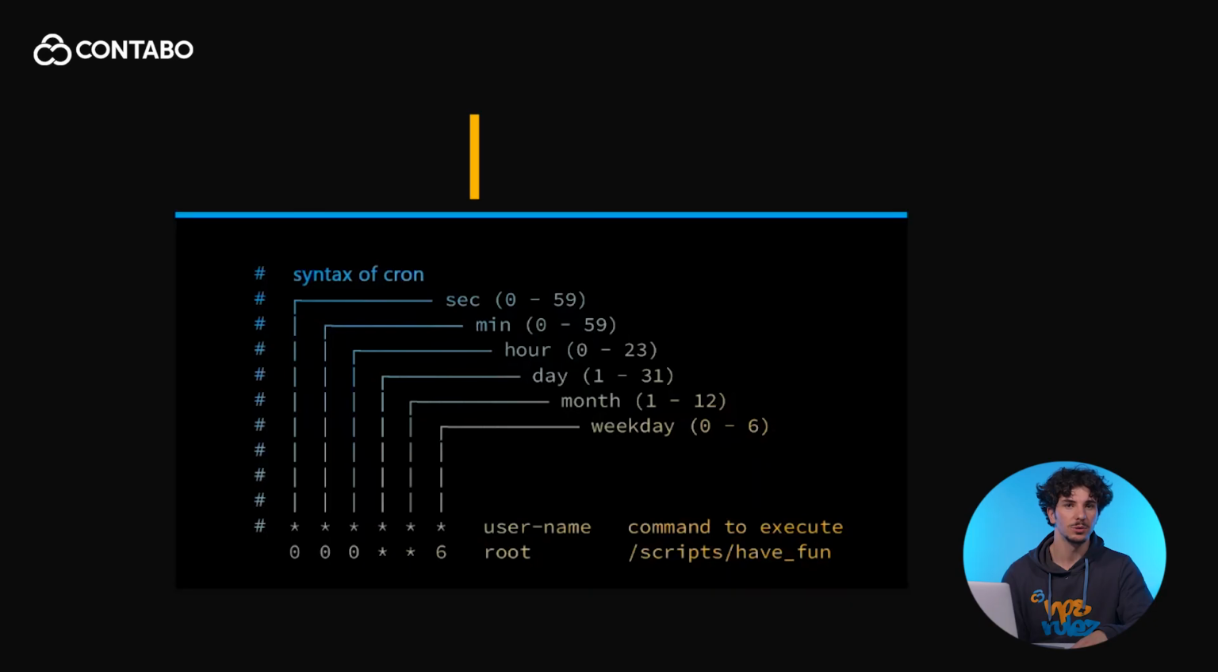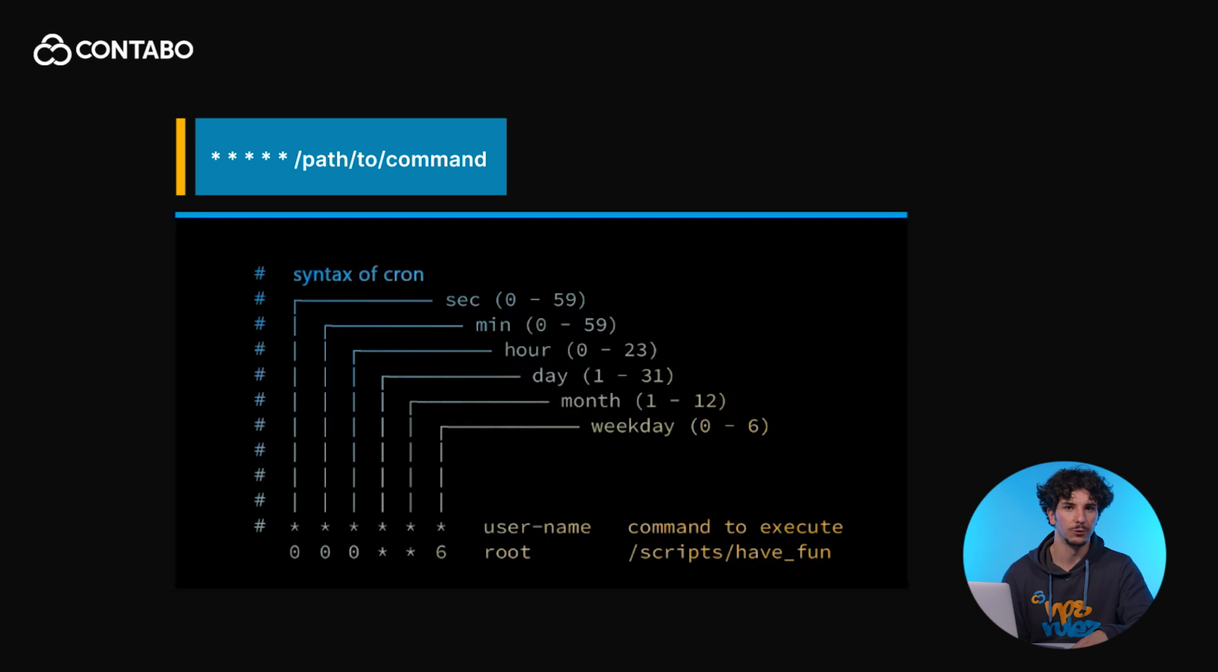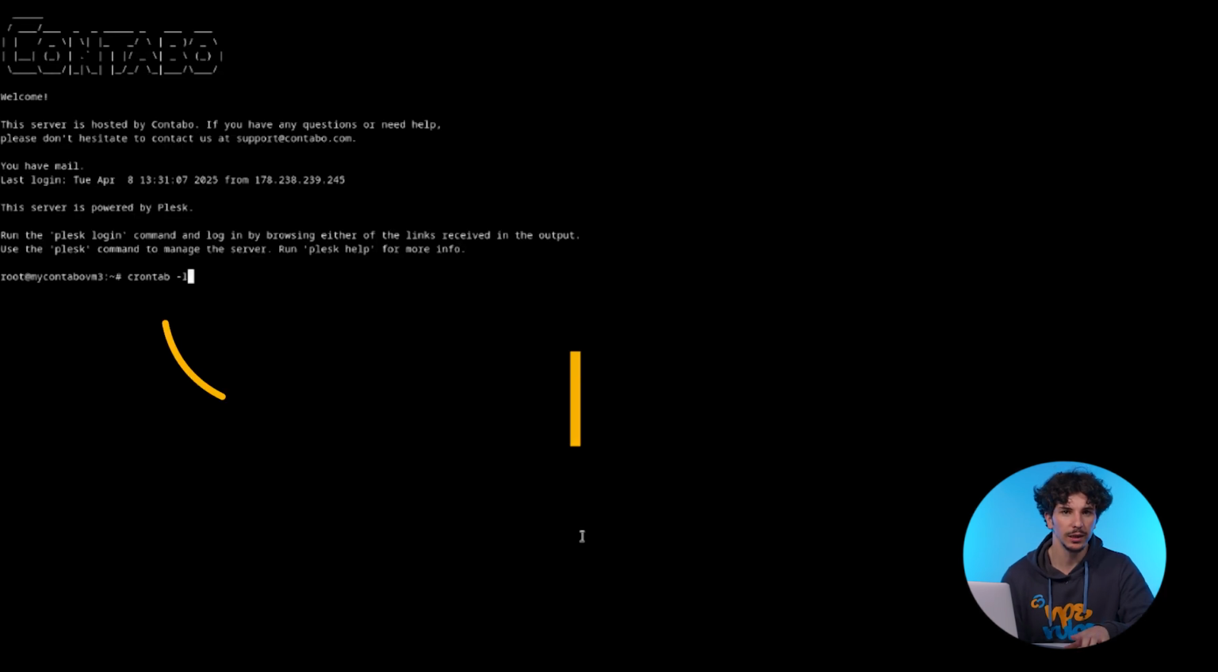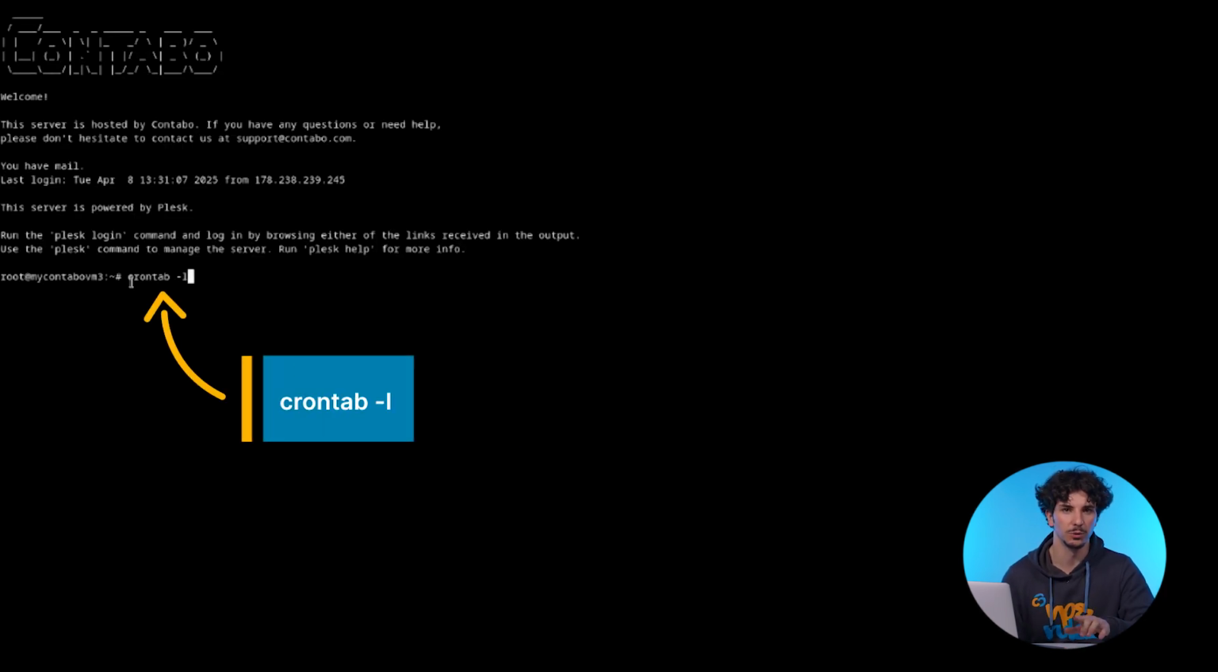Crontab follows a simple 5-field format. You specify when a task should run and what command it should execute. The commands shown on the screen are probably the most important Crontab commands that will be of use for you. Let's see some examples. You can view your scheduled tasks with this one.